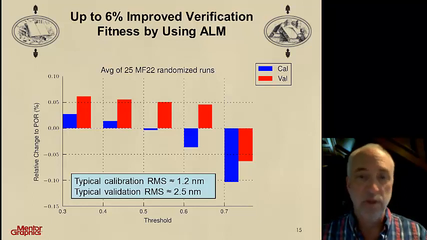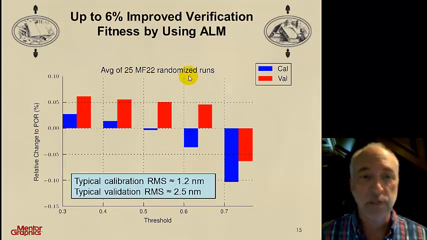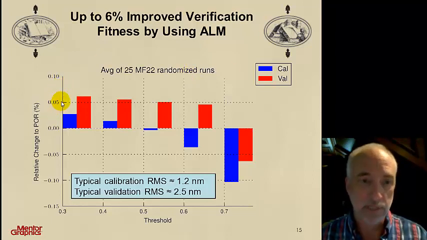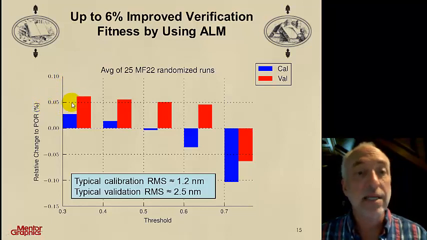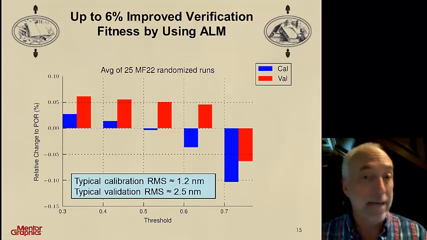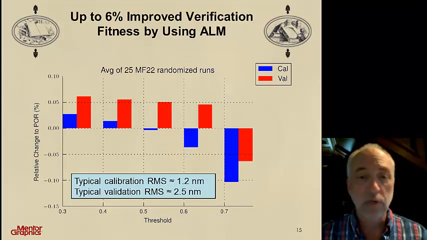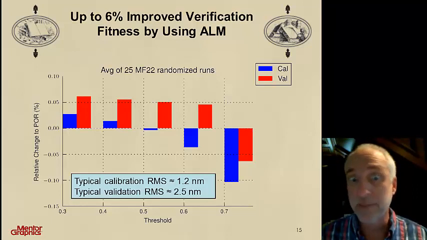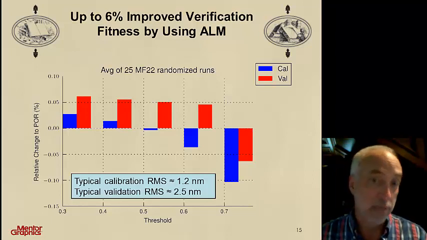We varied that from 0.3 to 0.7, and for each one of those cases, we looked at the average percent difference. This is actually the fractional difference, not the percent. So 0.05 would be 5% difference. A positive value means that the use of the ALM produced a 5% better RMS difference compared to not using the ALM. Typical calibration RMS values were about 1.2 nanometers, and typical validation RMS values were about 2.5 nanometers.